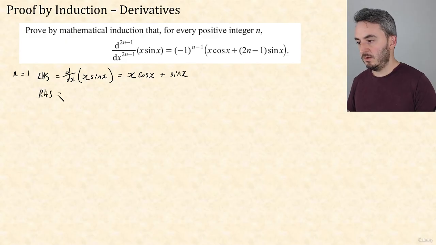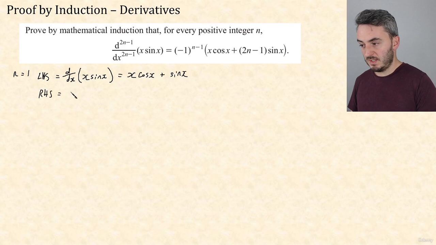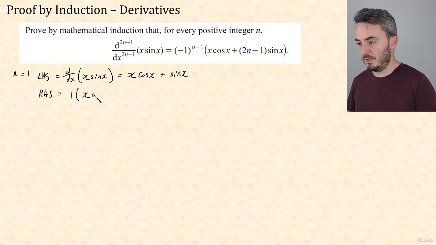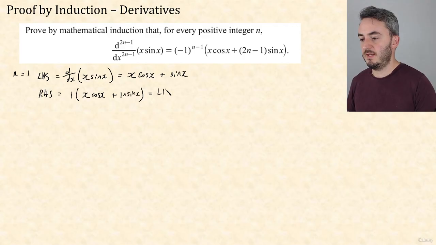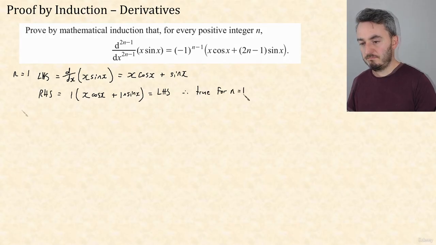Right-hand side, well, when n equals 1, that's minus 1 to the power of 0, so that's just 1. And we've got just 1 times x cos x, that's good, plus 2n minus 1, that's just 1, times sine x. Great. And that's the same as what we had above, so right-hand side equals left-hand side. So, true for n equals 1.